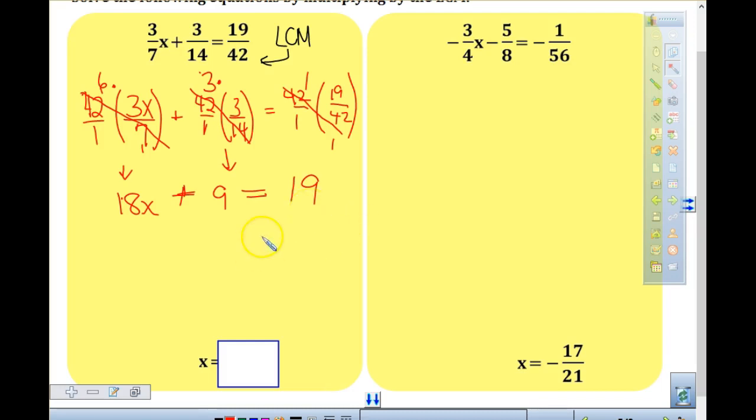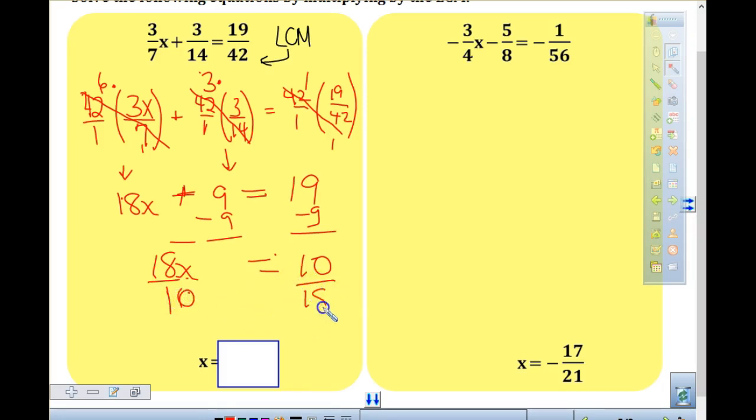You're ready? Okay. So now we're going to solve it, right? Easier to solve now. What are you going to do? Subtract 9. Once I've subtracted 9, what are you going to do next? You're going to have what left? 18x equals 10. And if I'm finishing the problem, what am I going to do? Divide 18 by 10.